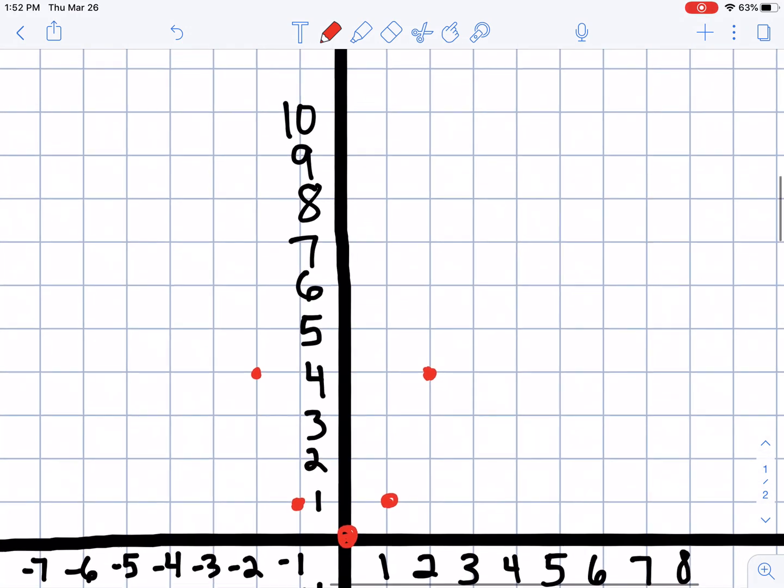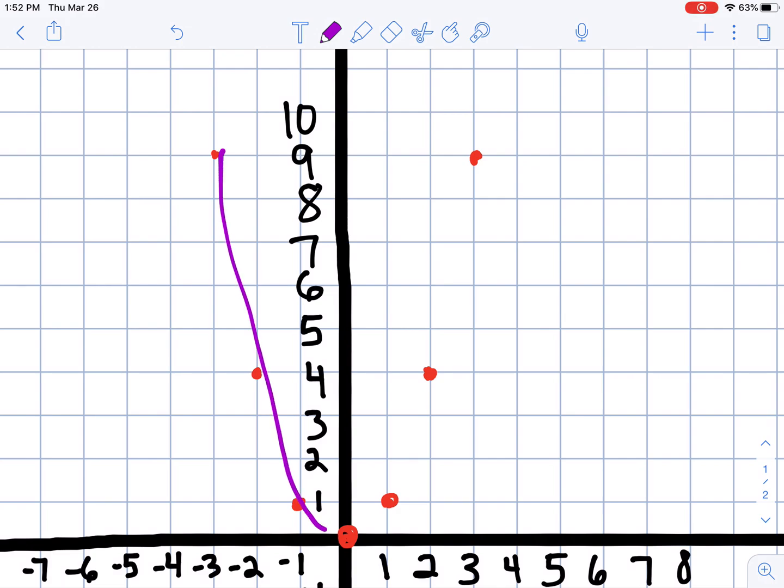So I'm going to plot one more point, one that we did not put in our table. When x is 3, my output would be 3 squared, so that would be 9. It would be up here. And if it's symmetrical on both sides, it's going to be the same on the other side. That gives us a better idea of what this graph is going to look like. So I'm going to connect these, and they do not make a straight line.